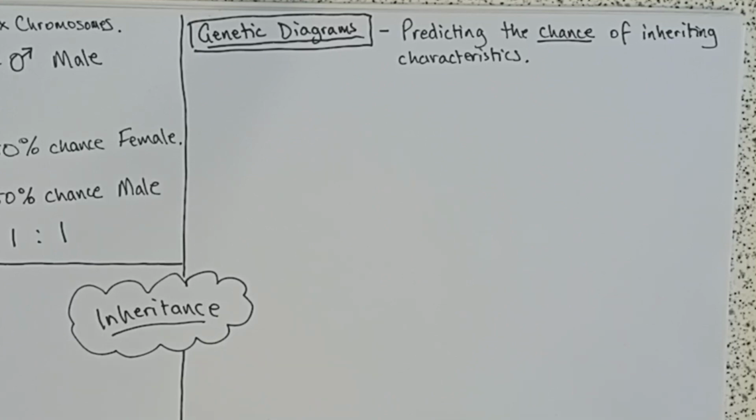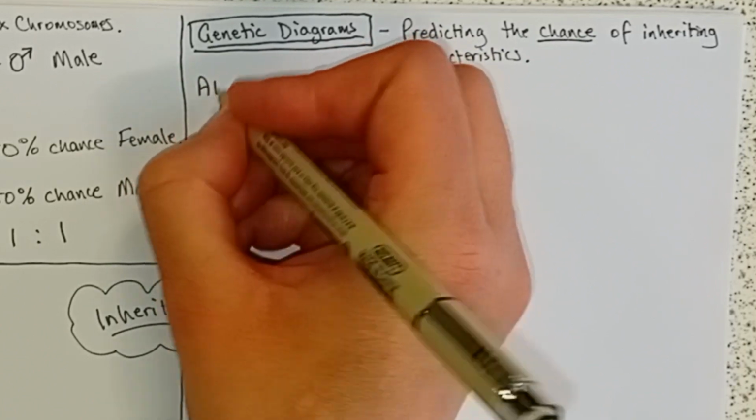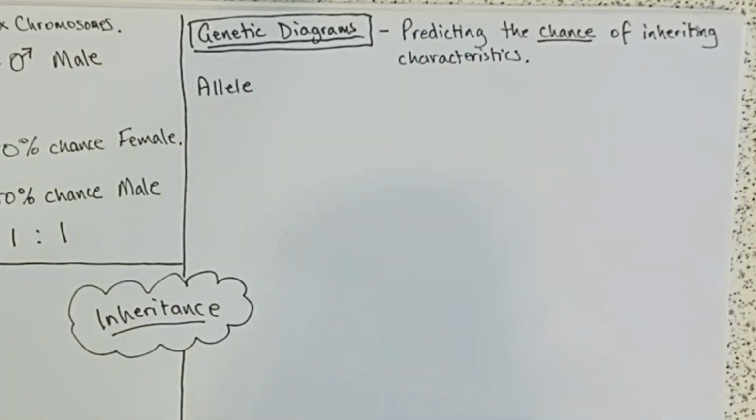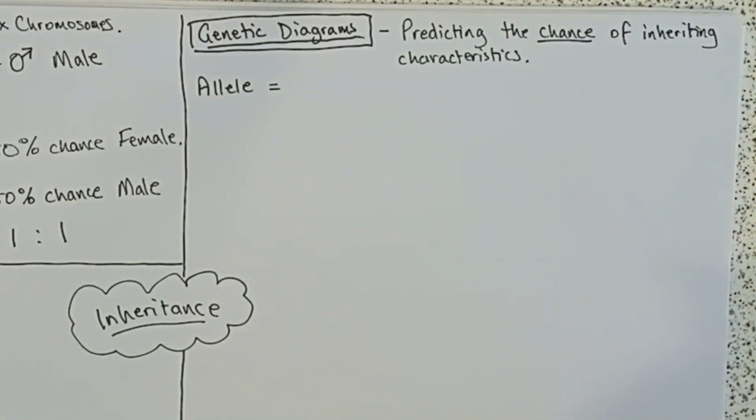Now this time, instead of thinking about whole chromosomes, we're going to be thinking about types of genes. We're going to be thinking, therefore, about alleles. So our first key word that we need to remember to try to use is allele, which means a different form of the same gene.